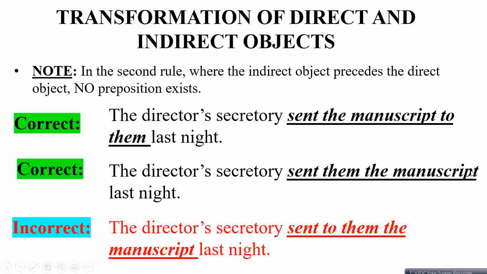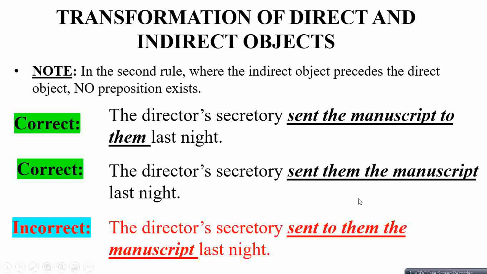So in that case you have your indirect object, them, followed by the direct object, which is the manuscript. And we know by now that the direct object can be a thing or a human. And what about the incorrect way of writing such things? The director's secretary sent to them the manuscript last night.